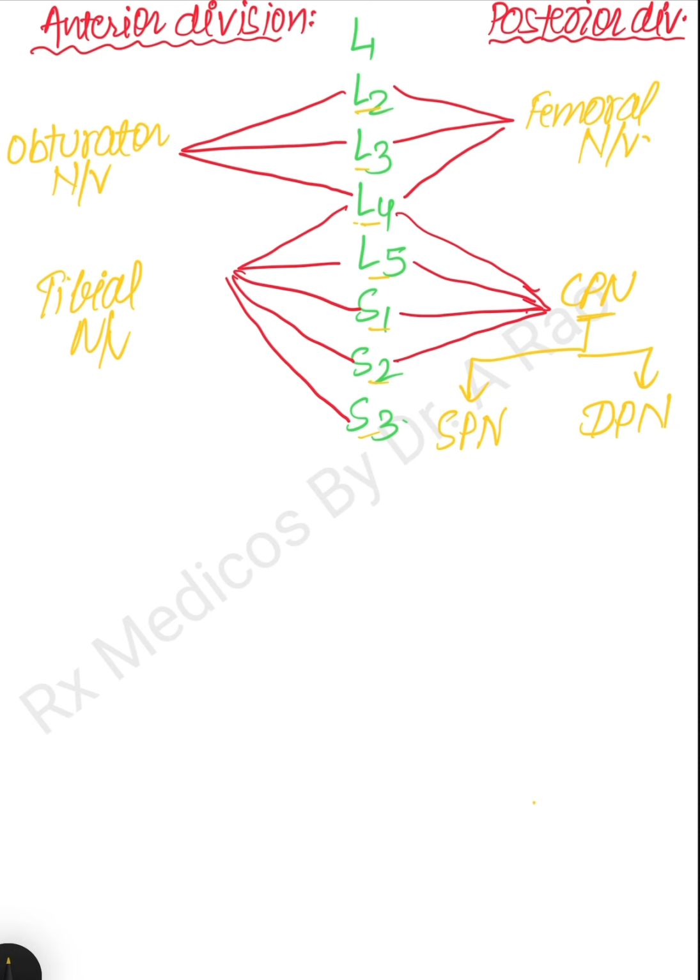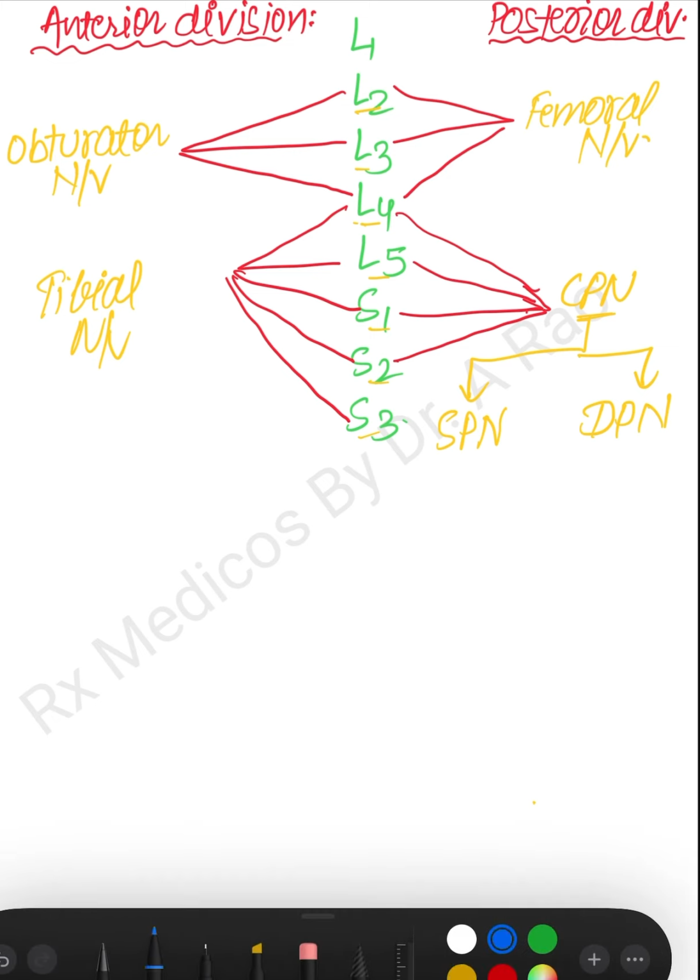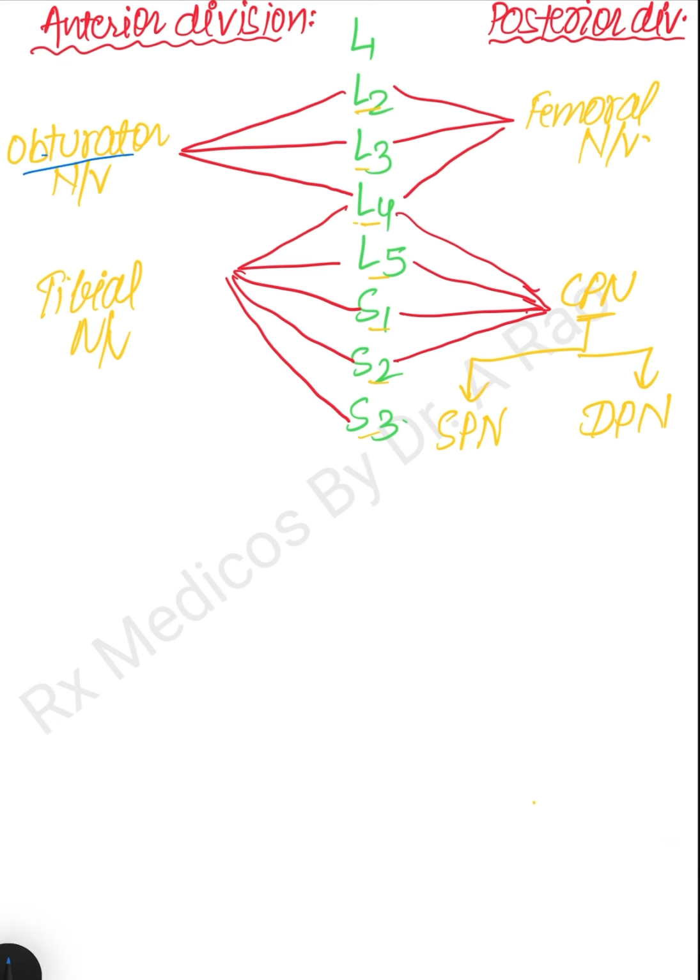Now we have seen the root values of these nerves. We do not have to mug up all these things; we just have to remember them from the diagram, without putting in such a hard effort. To summarize all this, I have made a mnemonic for you all. What is the mnemonic here?